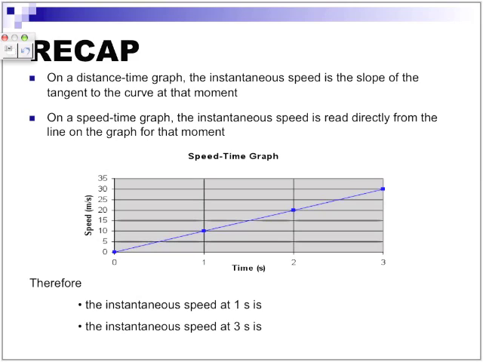So, recap. On a distance time graph, instantaneous speed is the slope of the tangent to the curve at that moment. On a speed time graph, the instantaneous speed is read directly from the line on the graph for that moment. When we drew it, we could pick any point. Whatever that point is, that's the speed at that moment. But on a distance time graph, you are drawing a tangent to the curve of your line. So if we look at this, what is the instantaneous speed on this speed time graph? We just take the actual point. The instantaneous speed at 1 second is 10 meters per second, and at 3 seconds, it's 30 meters per second. So that's the instantaneous speed at those time markers.